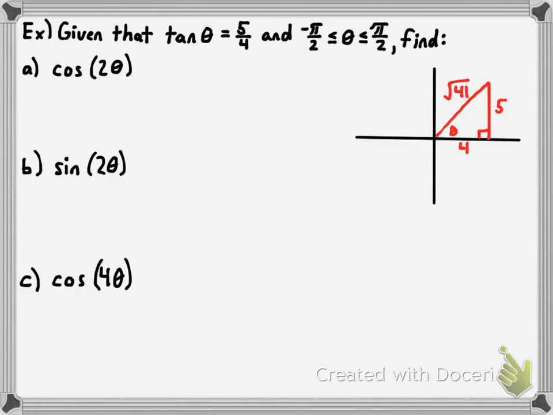Now, as soon as you've drawn that picture, it's good practice to make sure you've written down the sine and cosine values for that angle if you don't already know them, and we don't here. We can now say that the sine of theta is going to be equal to 5 over the square root of 41, and that the cosine of theta is equal to 4 over the square root of 41.